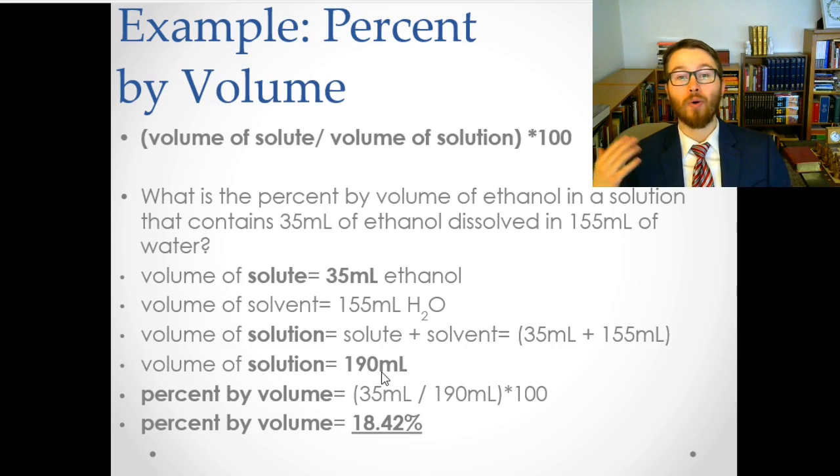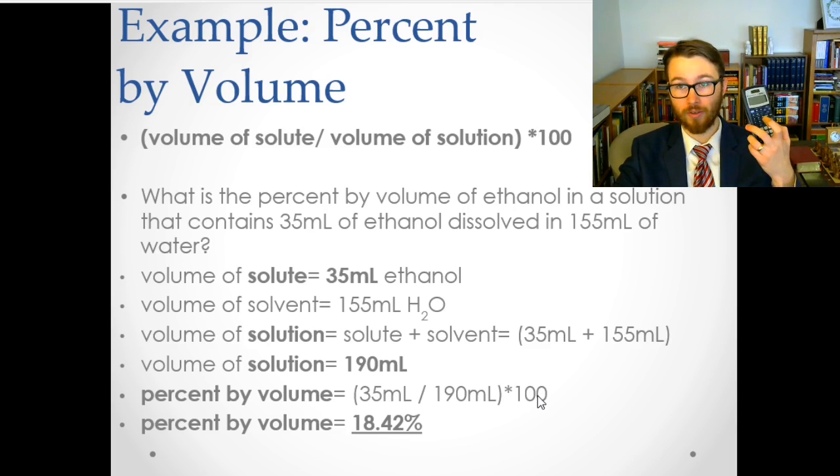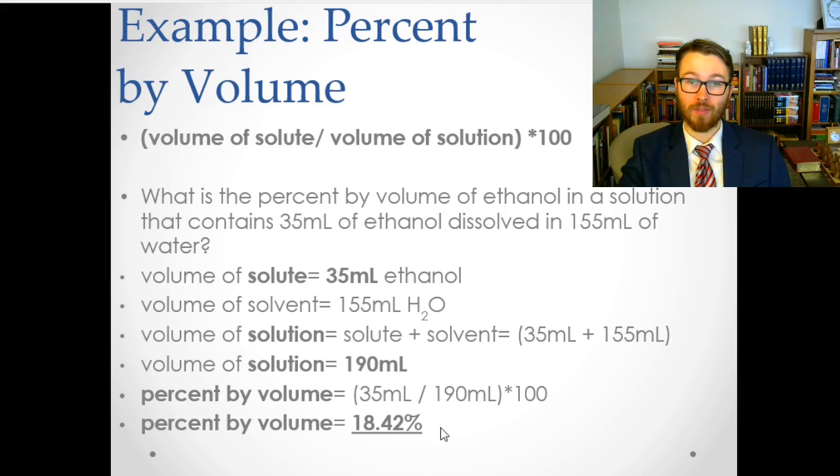So we can then take our solute divided by solution times 100. So when you take 35 divided by 190, you get 0.1842. Get that on your calculator. Take that times 100, and you find that the volume, or rather the percent by volume of ethanol, is 18.42%.